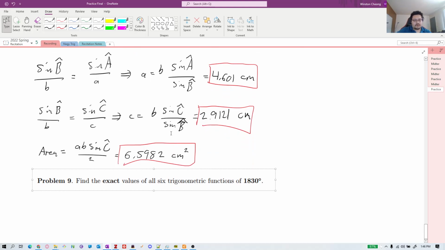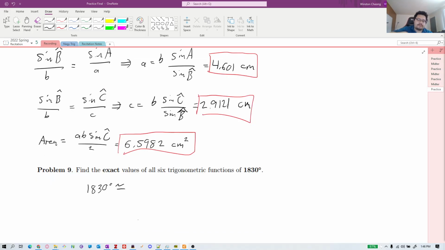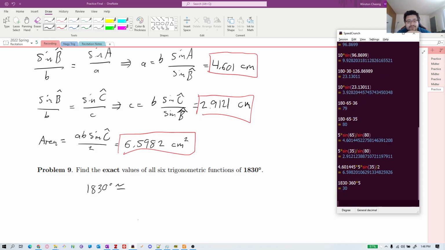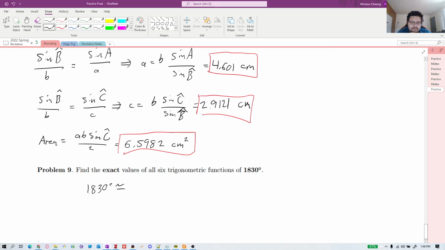Find the exact value of all 6 trig functions of this rather big angle. Okay. So the first thing that I want to do is to reduce this angle. And I do that by subtracting off multiple copies of a revolution of the unit circle. So that's multiple copies of 360 degrees. If we use 5 copies of 360 degrees, we wind up at 30. So this 1830 degrees is equivalent to just 30 degrees.